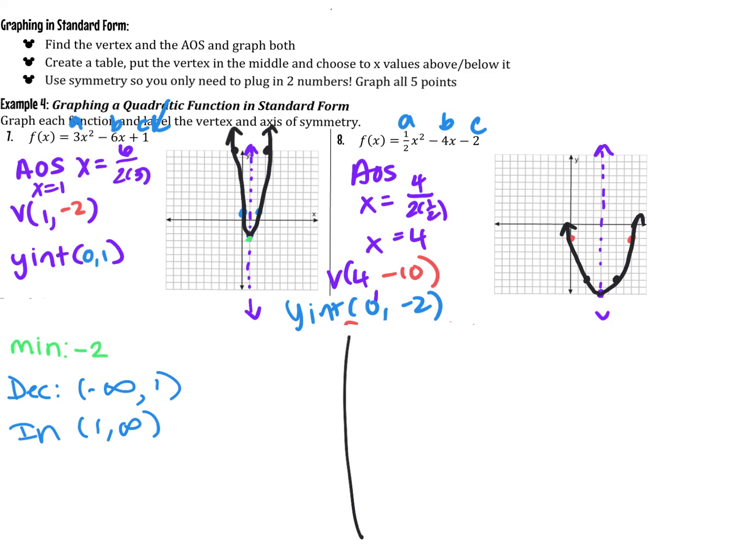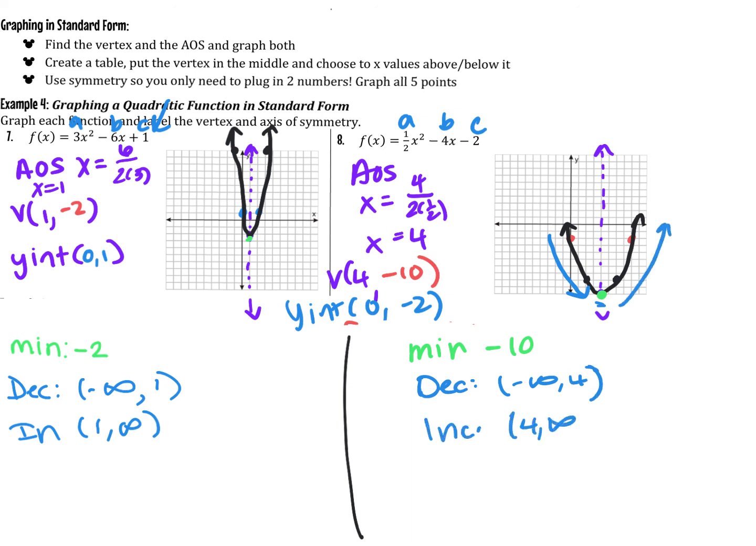It goes up forever, so there's not a maximum value, but there is a minimum value. The lowest this graph ever goes is -10. If I asked you about increasing and decreasing, I am getting smaller, so I am decreasing from -infinity until I get here, and x right here is 4. And I'm increasing from that point up forever, so I'm increasing from 4 up to infinity.